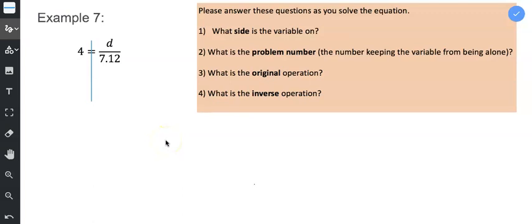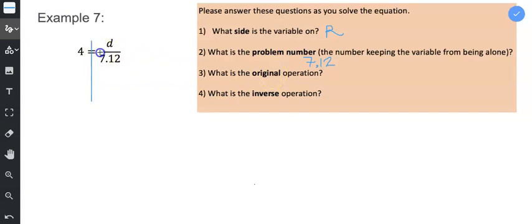In this video, we'll be going over example 7 and example 8 on one-step equations involving division. First, let's answer what side is the variable on. The variable d is on the right side of the equal sign. What is the problem number? The 7 and 12 hundredths, or you could say 7.12, is the number keeping d from being alone. We need to get rid of that 7.12.